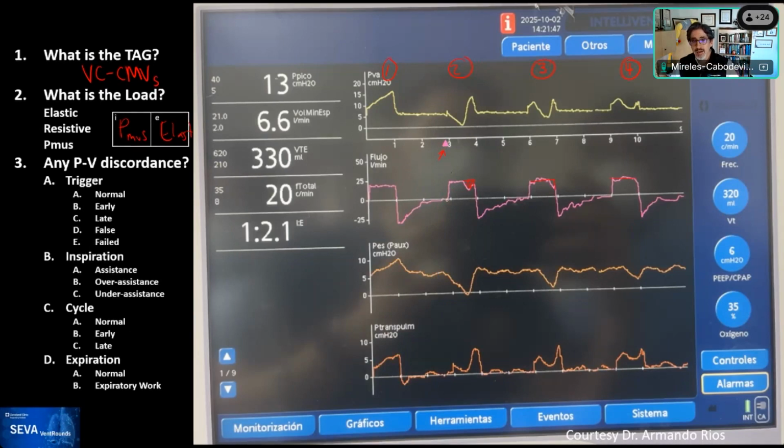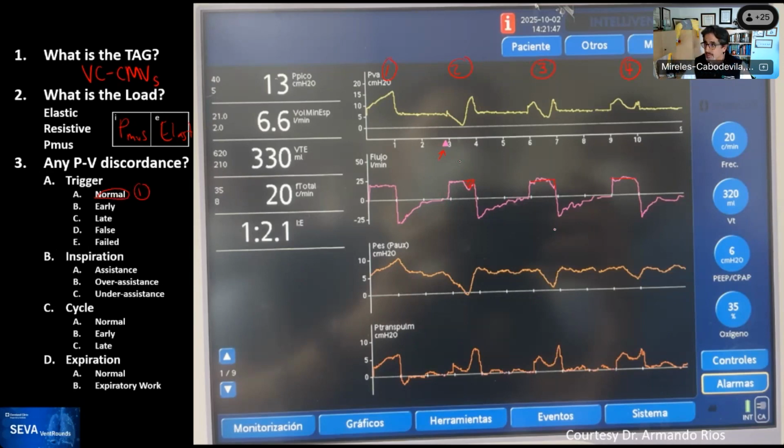And we can see the flow crossing baseline. And then in this case, we actually have the esophageal pressure for this patient. You can see the esophageal pressure starts dropping right around that time. So this definitely looks like the ventilator is following and triggering at the same time. So I think breath number one, the trigger is, as many of you pointed out, normal.